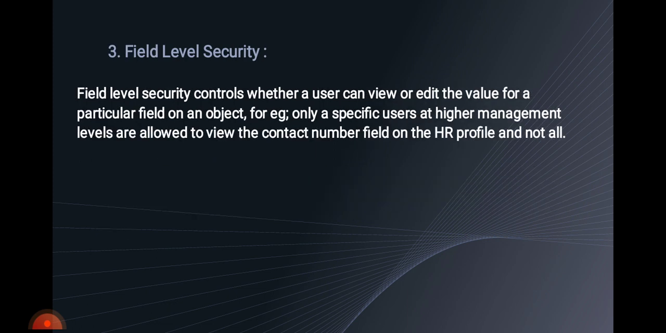Next is field level security. Field level security controls whether a user can view or edit the value for a particular field on an object. For example, only specific users at higher management levels are allowed to view the contact number field on the HR profile, and not all.